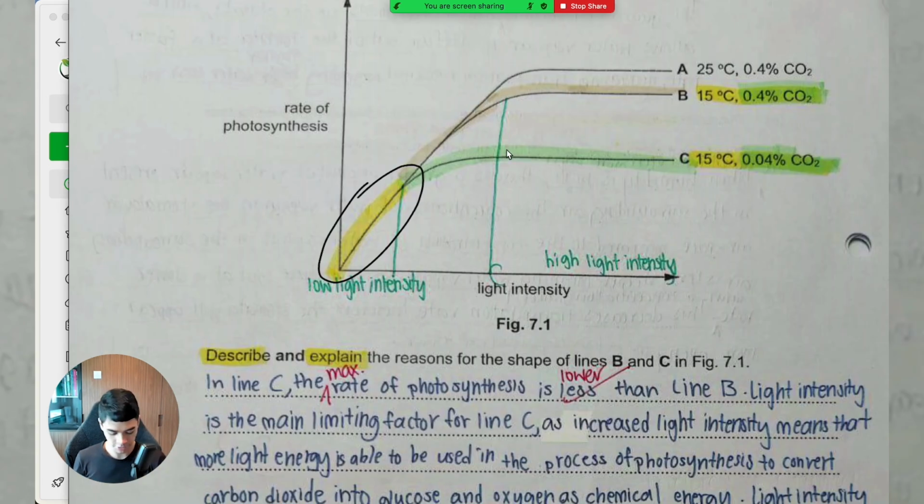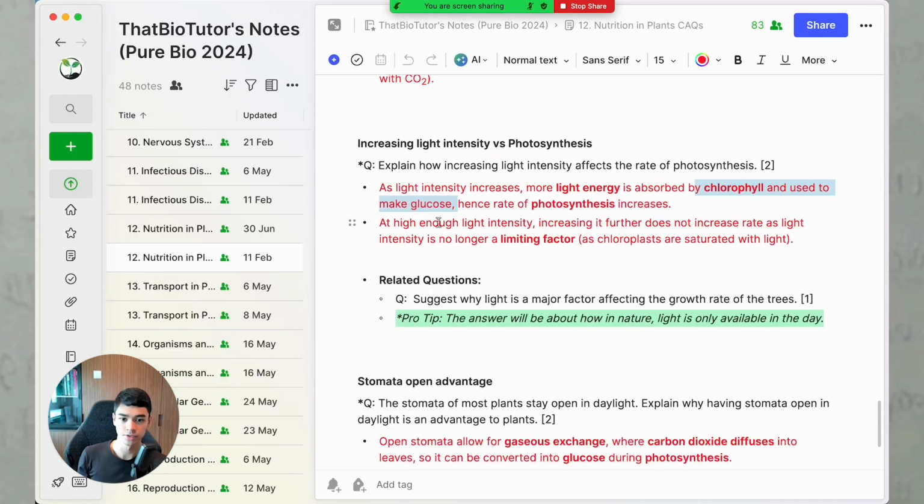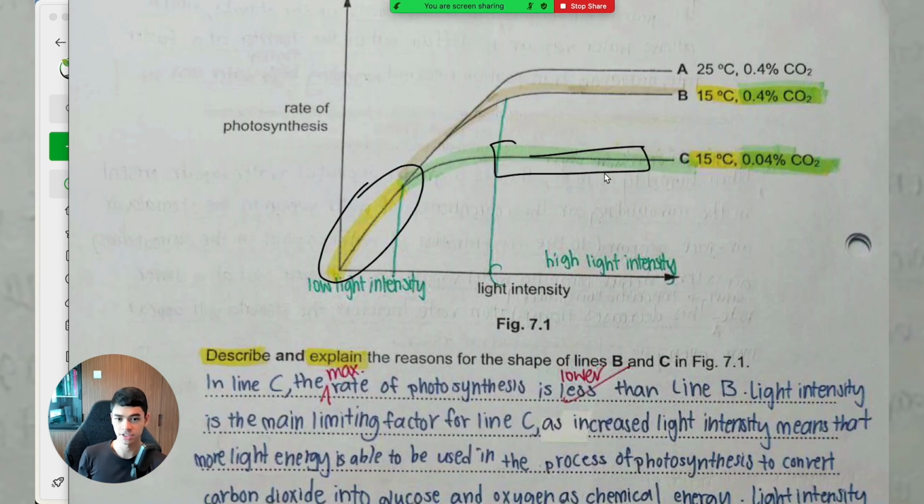Then why does it plateau here? So why it plateaus is that light is no longer the limiting factor. That is the key phrase that must be in the answer. And this part is actually optional. You don't even need to put it in. So that's why I want to see no longer limiting factor.